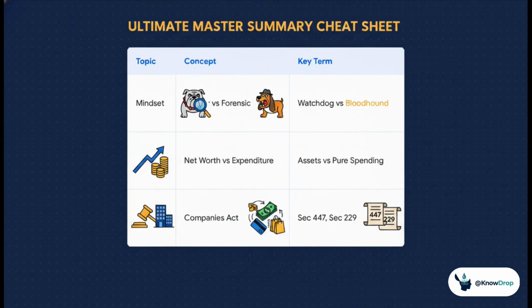Okay, here is your ultimate master summary cheat sheet. Literally take a mental screenshot of this. The auditor is the watchdog. The forensic accountant is the bloodhound. You're going to use the net worth theory when you can actually track asset growth, and you'll pivot to the expenditure theory when the suspect has zero visible assets but suspiciously high cash spending. For the legal side, anchor yourself to Section 447 of the Companies Act for overall fraud punishment.